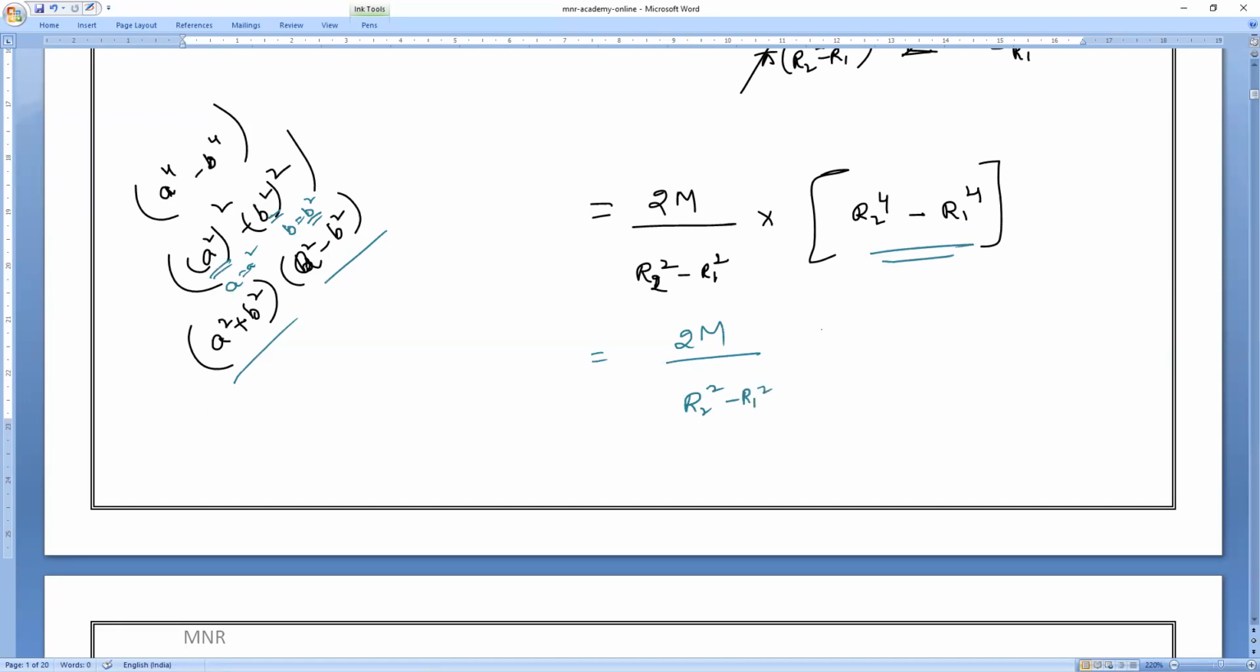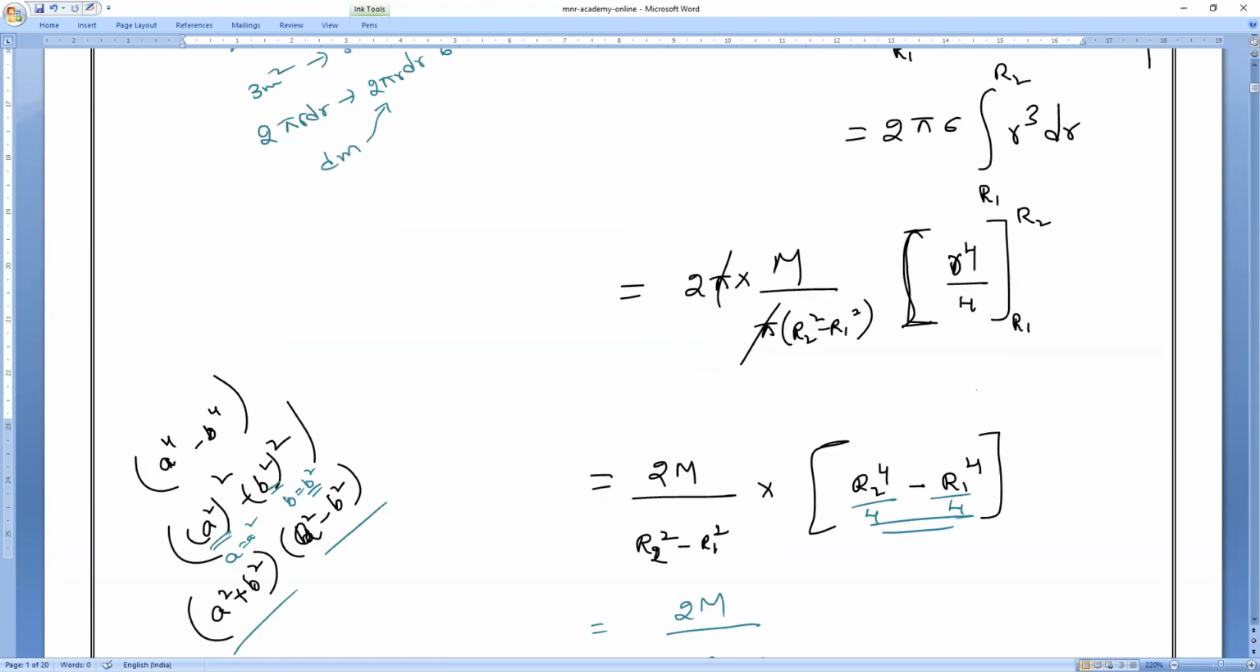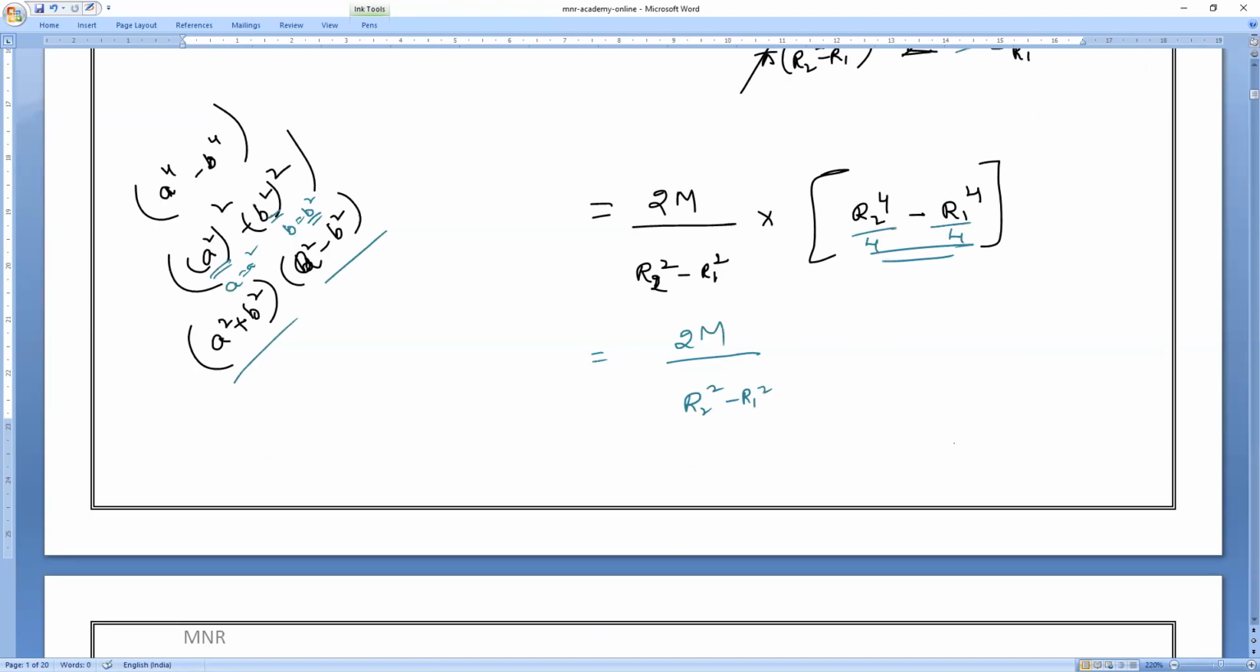This one, how can I write? Modify it and tell me. Oh, divided by 4 is there. Sorry. Here divided by 4, here also divided by 4, because I forgot the 4. Okay, so now I will take the LCM. 4 is the LCM. So you will get r2 power 4 minus r1 power 4.